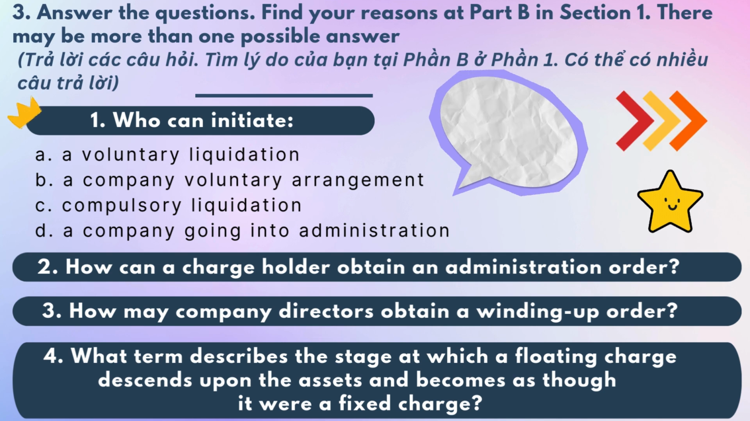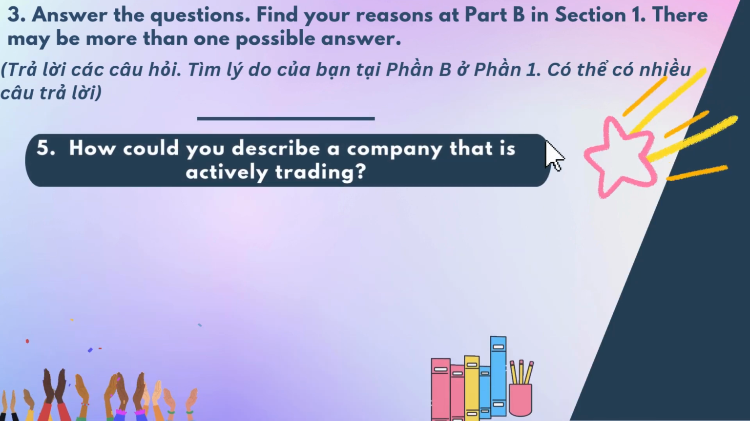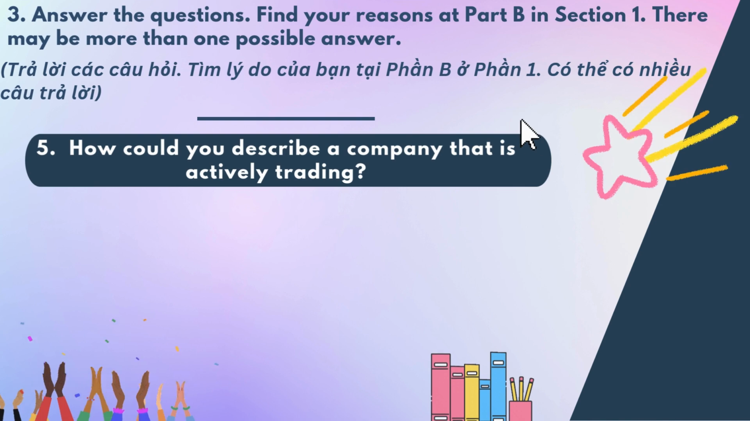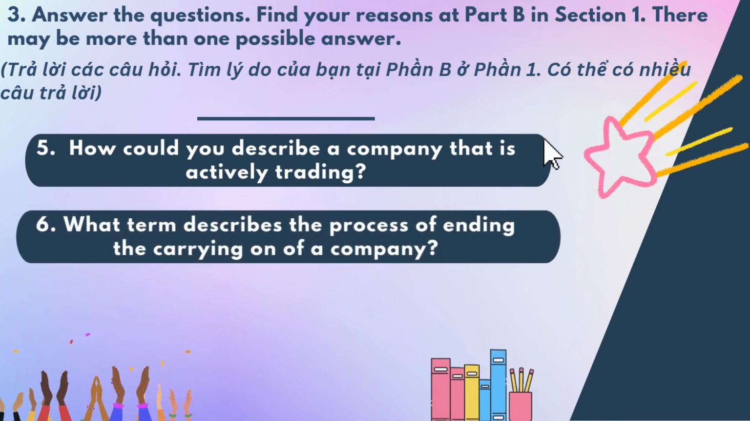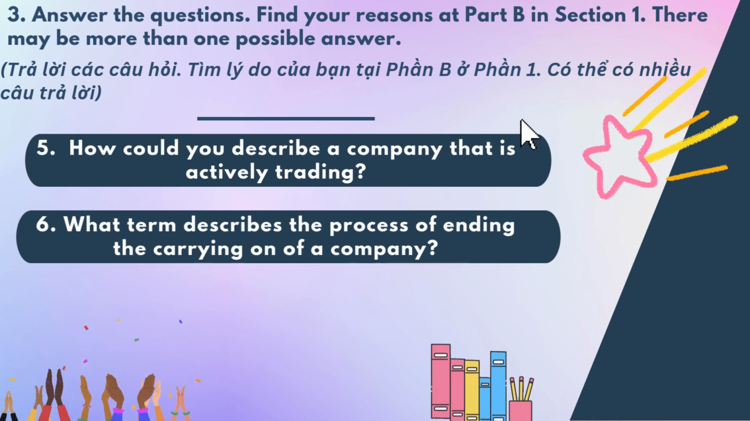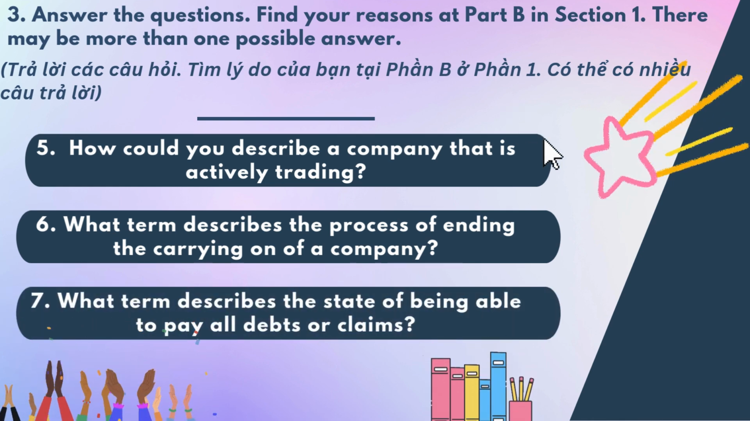4. What term describes the stage at which a floating charge descends upon the assets and becomes as though it were a fixed charge? 5. How could you describe a company that is actively trading? 6. What term describes the process of ending the carrying on of a company? 7. What term describes the state of being able to pay all debts or claims?